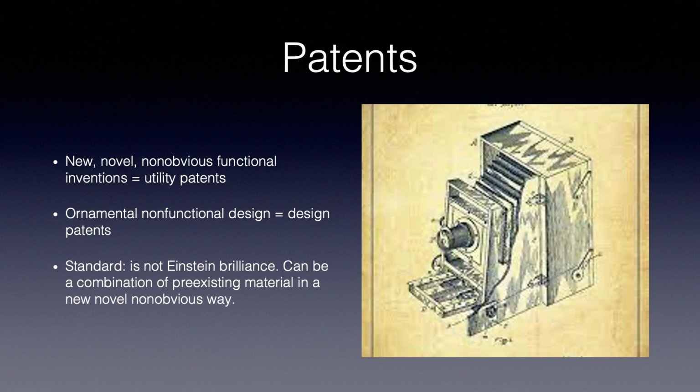Patents protect new, novel, non-obvious functional inventions. And this is what's known as a utility patent. So it's just got to be new, novel, and non-obvious. Ornamental, non-functional designs can also be protected, and these are design patents. So there you may think, something that is not functional and is entirely ornamental and has a design flourish to it can actually get a design patent. And it's in some sense the inverse of a utility patent, because utility patents are protecting things that are decidedly functional in a new, novel, and non-obvious manner.